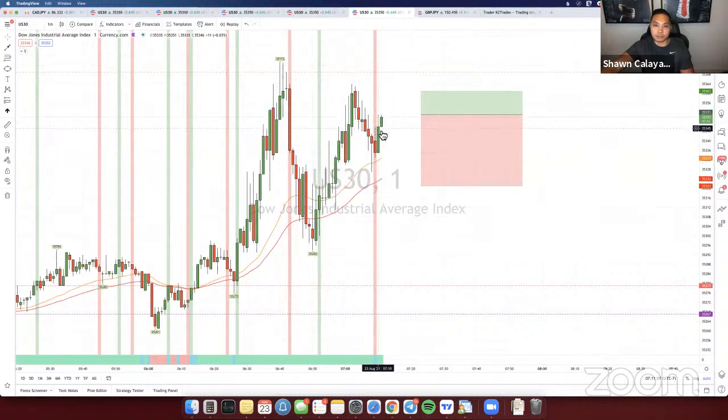So no entry there because there was no signal. If this closes with the signal, we could possibly take it. But we're going to wait for that to confirm before we actually hop into something like that. So let me just move this over here. Just going to check everything over here real quick.